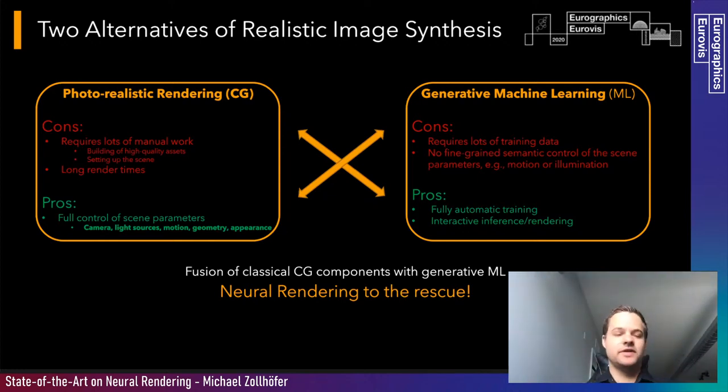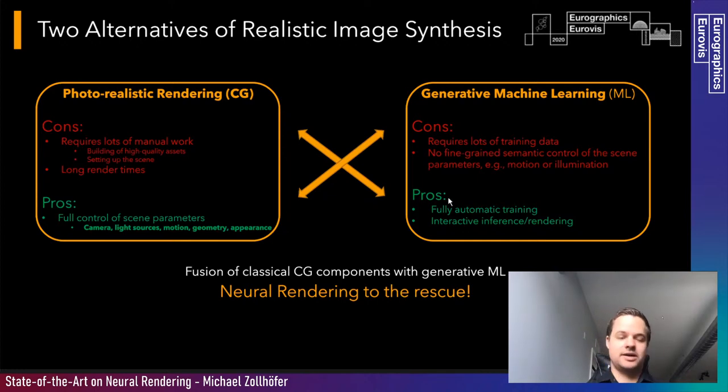On the other side, if we look at generative machine learning techniques, it's kind of the opposite. On the downside, to train these approaches, we need a lot of training data, probably labeled training data. And these approaches don't provide fine-grained control over the semantic dimensions I've been talking about. So if you want to change the illumination of an image, it might not be clear with such a technique how to do it, except if we had a big data set of labeled data, which is often not available.